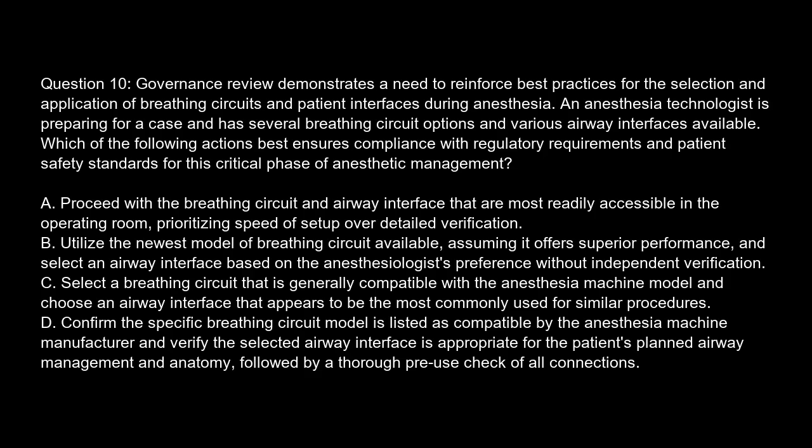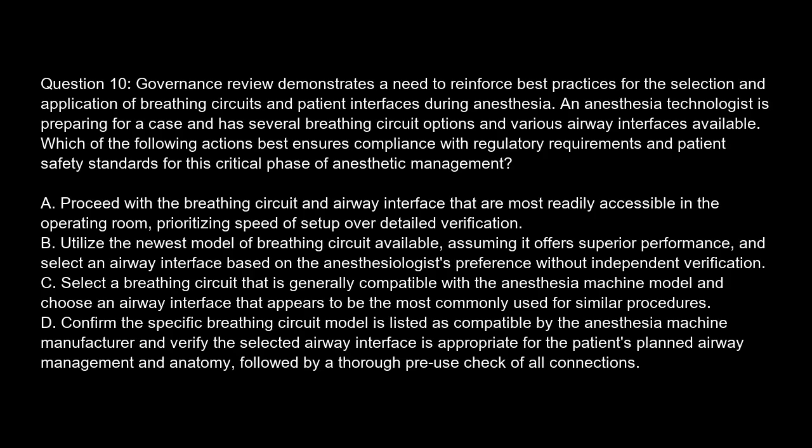Proceed with the breathing circuit and airway interface that are most readily accessible in the operating room, prioritizing speed of setup over detailed verification. Option B. Utilize the newest model of breathing circuit available, assuming it offers superior performance, and select an airway interface based on the anesthesiologist's preference without independent verification. Option C. Select a breathing circuit that is generally compatible with the anesthesia machine model, and choose an airway interface that appears to be the most commonly used for similar procedures.